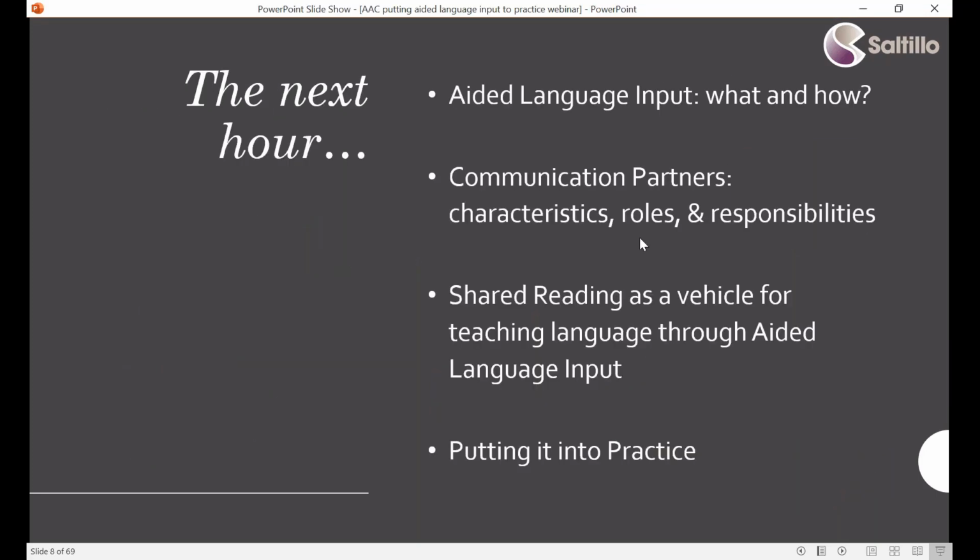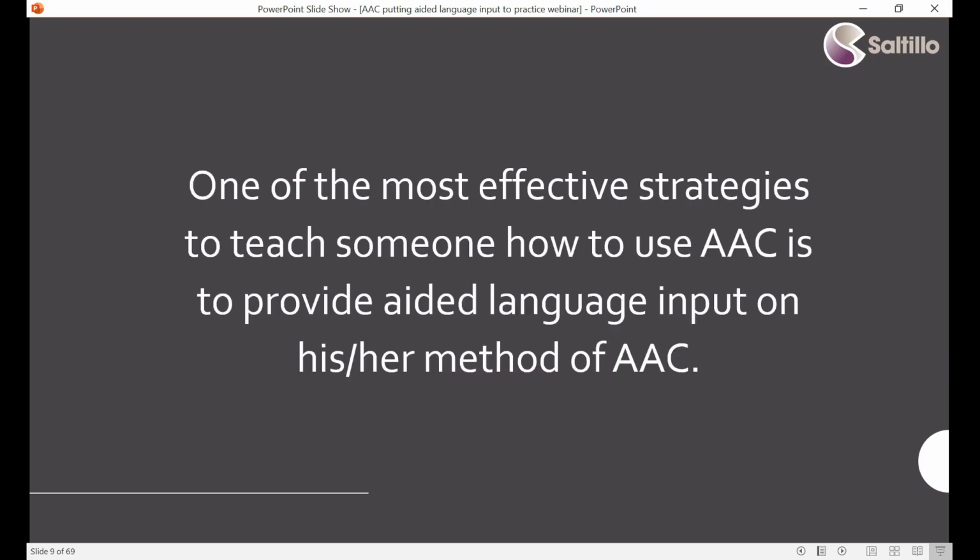So as far as our agenda, we are going to talk about aided language input, what it is and how we can use it. We're going to talk about communication partners and specifically what our roles and responsibilities are. Then we're going to talk about how we can start using shared reading as an activity to get started with aided language input. And then at the very end, we're going to put it all into practice. Now, there's a lot of strategies out there that talk about being good communication partners and ways to increase the accuracy and effectiveness of AAC. Arguably, aided language input would be one of the best ones. So if we can learn that one and teach it to our teams, that can be pretty powerful.